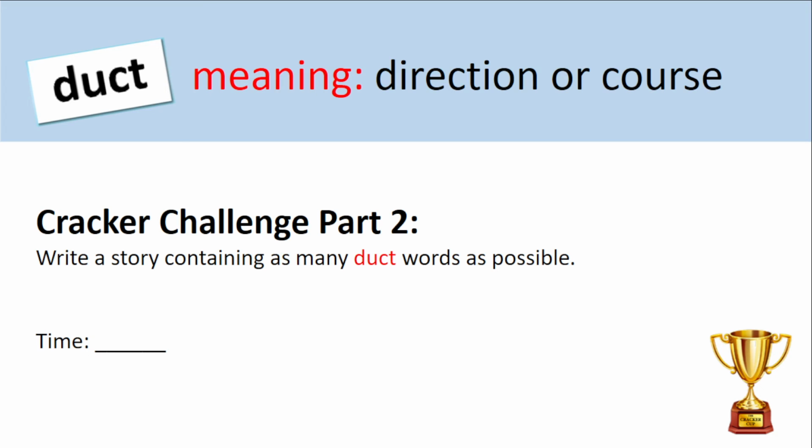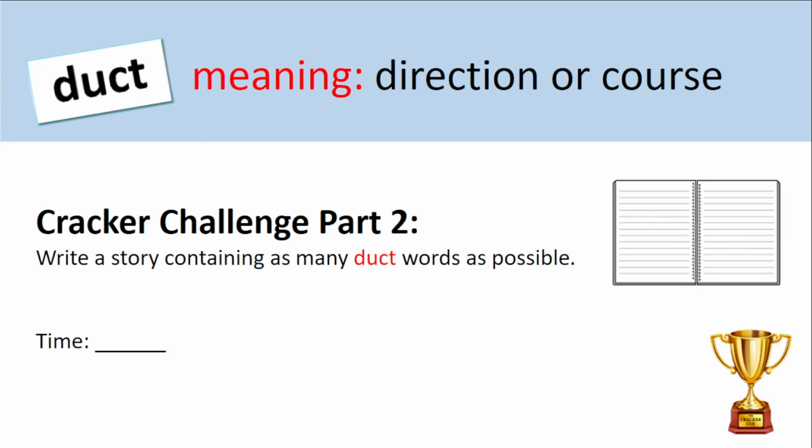All right, let's move on to Cracker Challenge Part 2. This is where we write a story, a funny or an interesting story using as many of our duct-based words from our Cracker recording sheet as we can. So this is where you're going to need to open up your book, find a spot, pop a date at the top, and get ready to write.